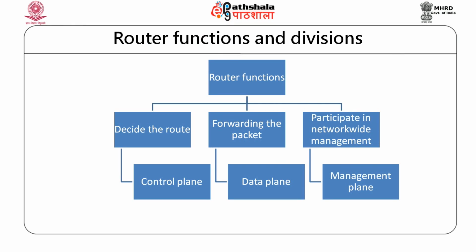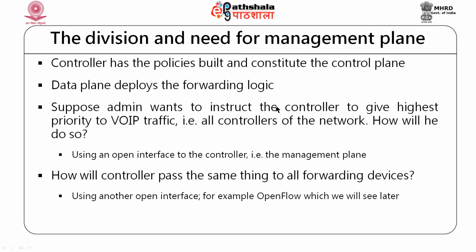Okay, now let us look at the three different functions of routers. We have already talked about this, so this is basically a brief recap. First thing is to decide the route, and the control plane does that. Now, deciding the route based on destination is the conventional switch job. Based on packet classification is what we want. Second job is forwarding the packet, and that is done by something called the data plane. Now, we are naming these three planes. The third is participating in network wide management. So, I am going to configure my switch for that, and that configuration part is done by the management plane.